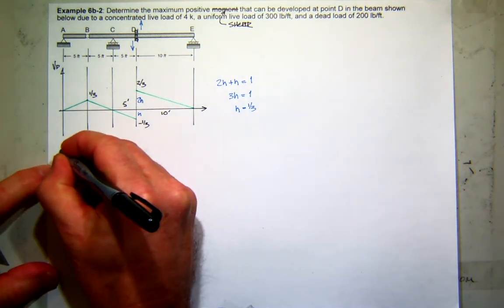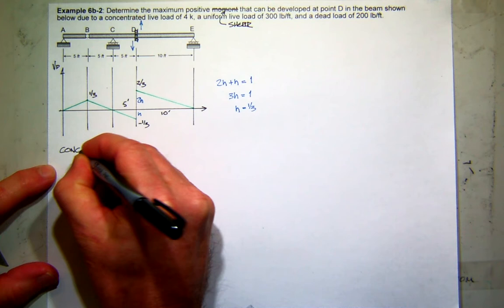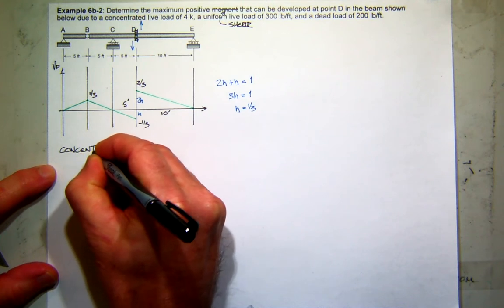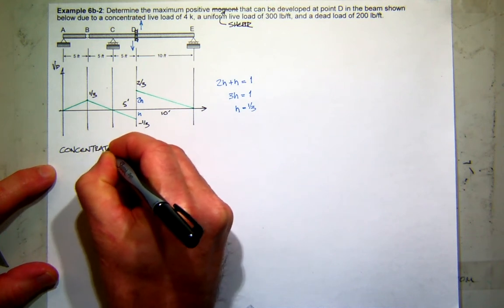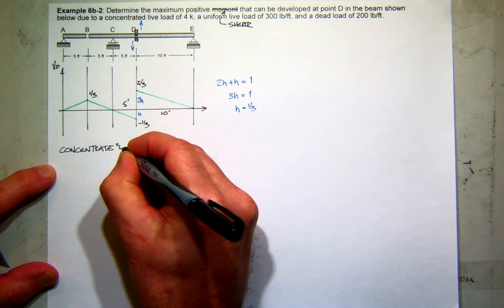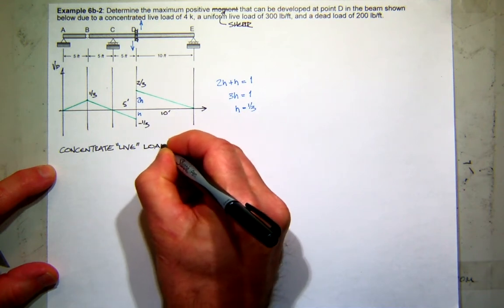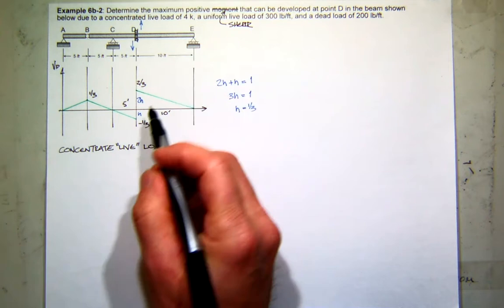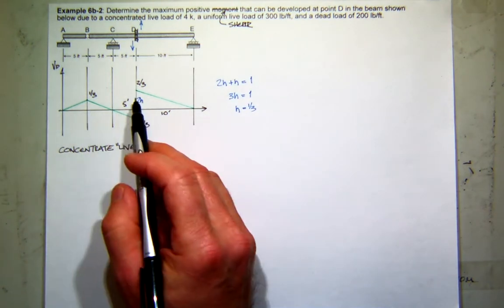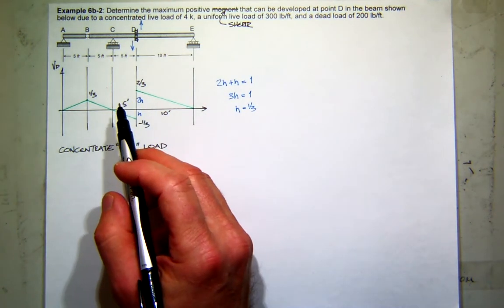So we'll start with the concentrated live load. It has a value of what? 4 kips. Where should I put this to create the maximum shear at D?